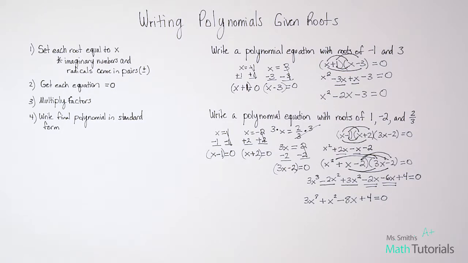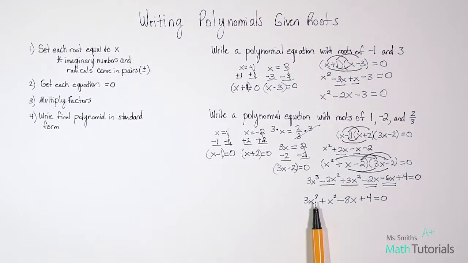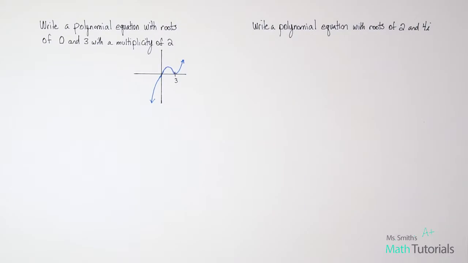We did end up in standard form, so we have our highest exponent of 3, then the next highest of 2, then the next highest of 1, and then the constant last. We are in standard form, and notice this is a cubic polynomial. Its highest power is 3, which it should be because we had 1, 2, 3 answers. Let's look at some more examples.